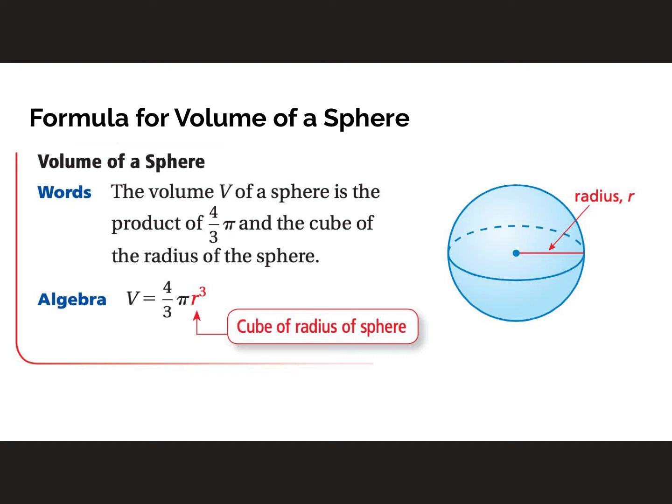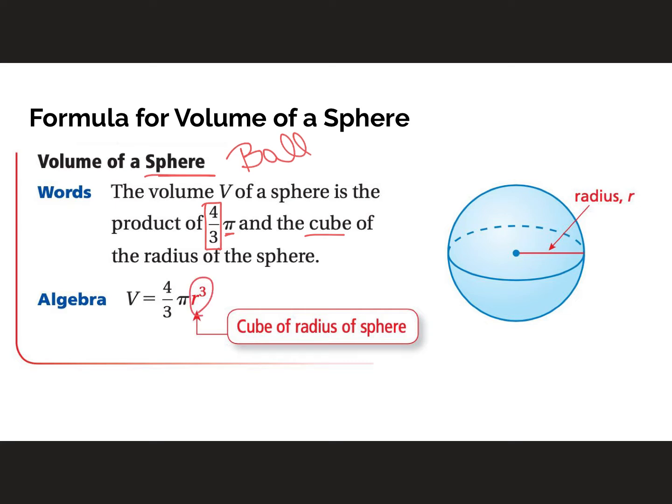So, the volume of a sphere, and remember a sphere is just a ball, is 4/3 times pi and the cube of the radius. So that's the radius cubed, radius the third power.